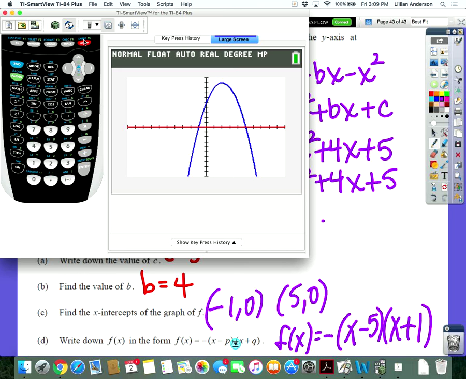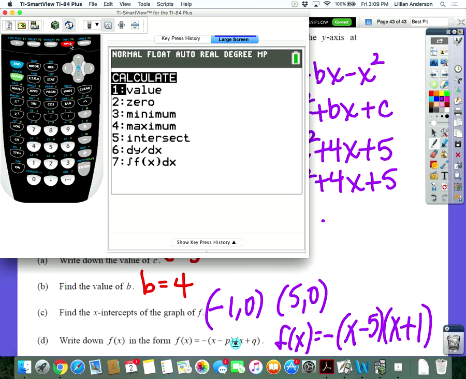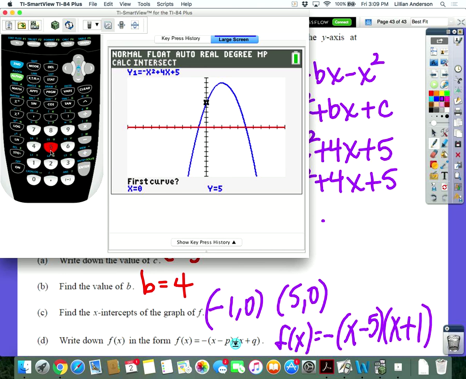And we talked about that last class. How do you find out where 2 curves intersect? Second trace, 5. And you can just go closer to that intersection point and push enter 3 times. 1, 2, 3. It's always 3. Negative 1, 0. There it is. That's great.